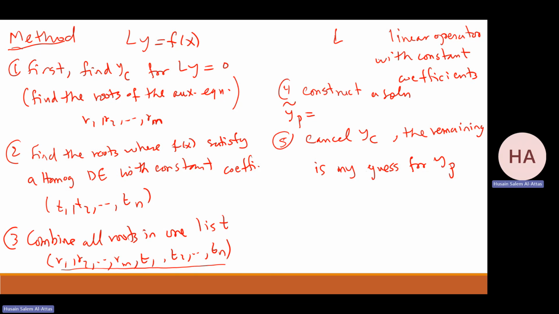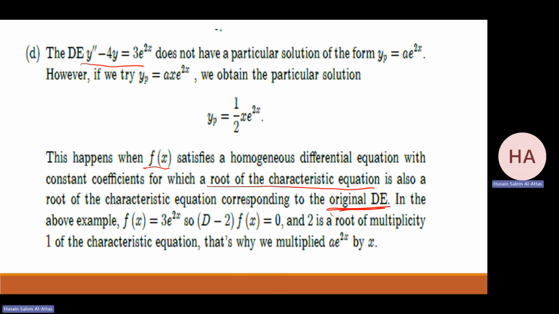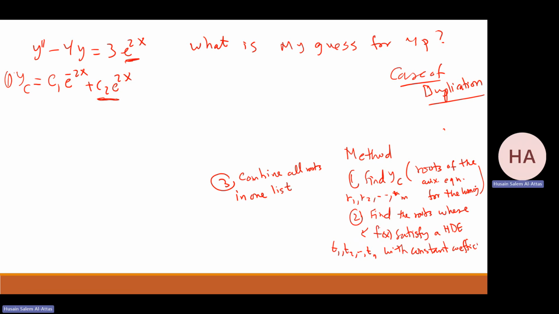Which is clear. Let me do it by an example that will explain it. If I have a duplication, if the roots coming from here and the roots coming from here, I have a duplication. Like in this case, what will be the root coming from here? It is 2. I wrote it in different ways. And what are the roots?